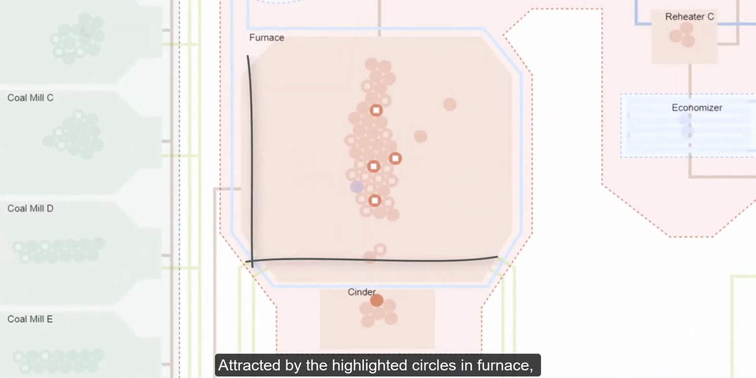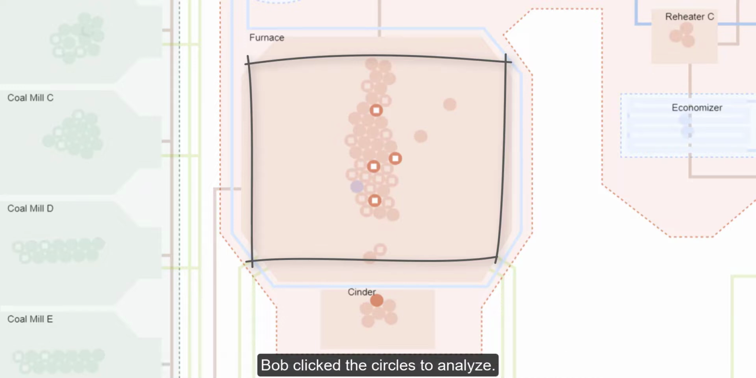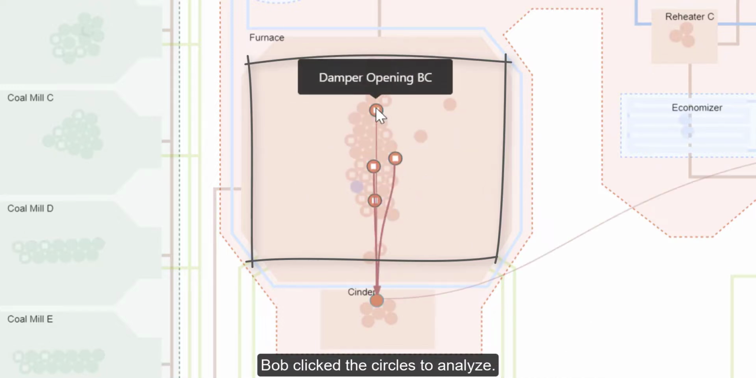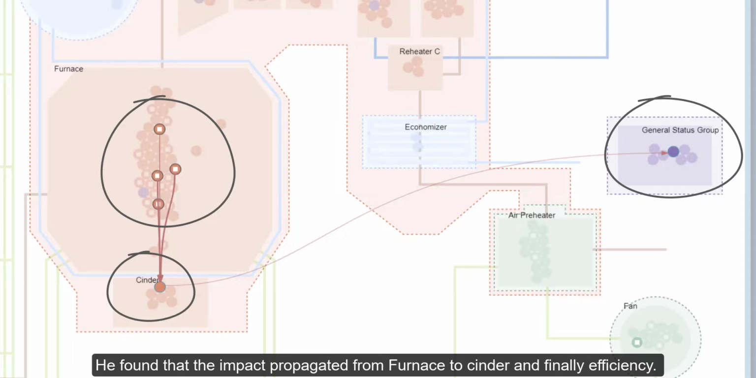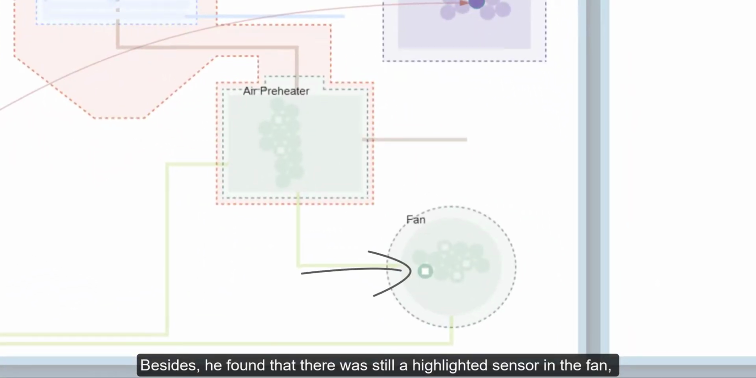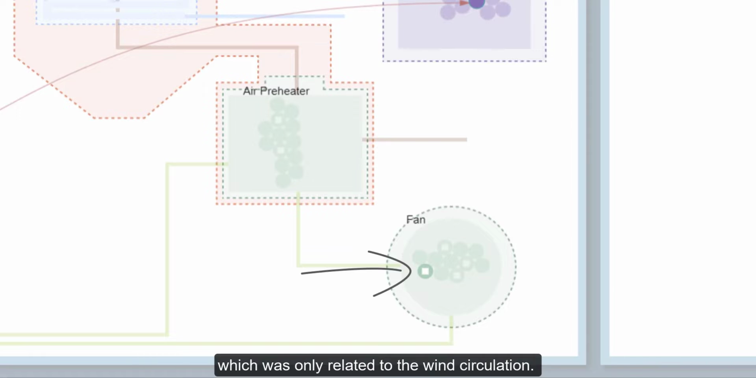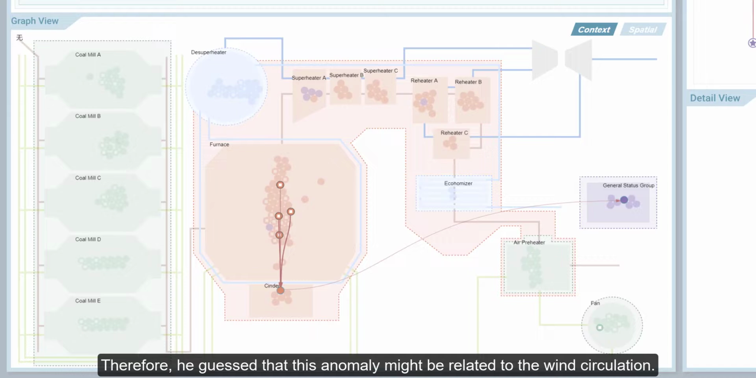Attracted by the highlighted circles in furnace, which is the most important component of coal-fired power plants, Bob clicked the circles to analyze. He found that the impact propagated from furnace to cinder and finally efficiency. Besides, he found that there was still a highlighted sensor in the fan, which was only related to the wind circulation. Therefore, he guessed that this anomaly might be related to the wind circulation.